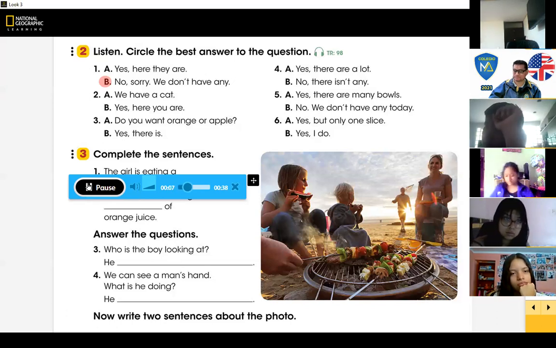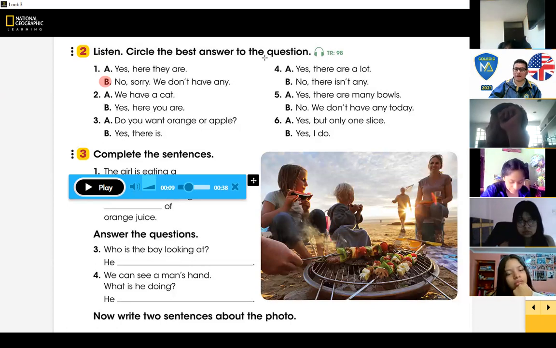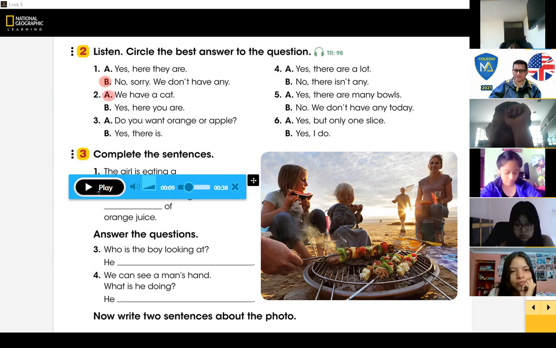Two, are there any pets in your house? What's the answer? Are there any pets in your house? Do you remember what are pets? We have a cat. Oh, very good. Now, what is a pet? ¿Qué es una pet? Mascota. No, do you have any pets? Are there any pets at house? Next.